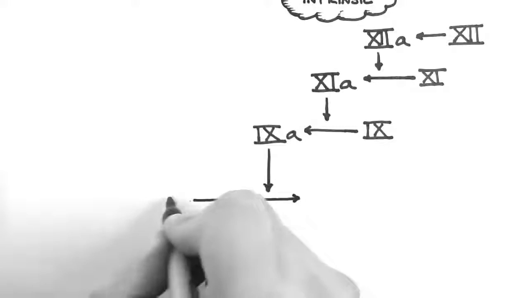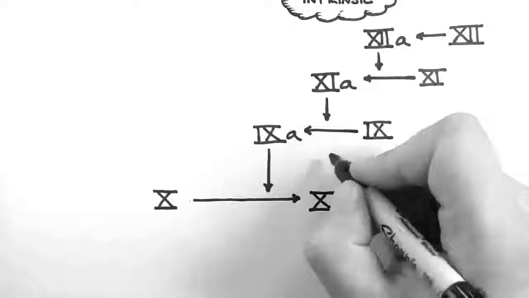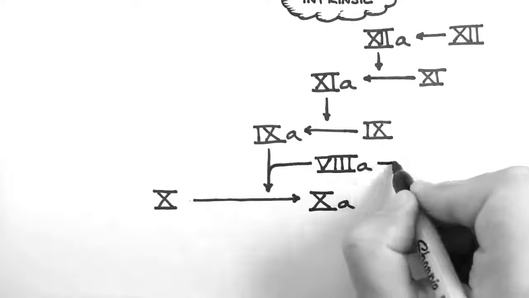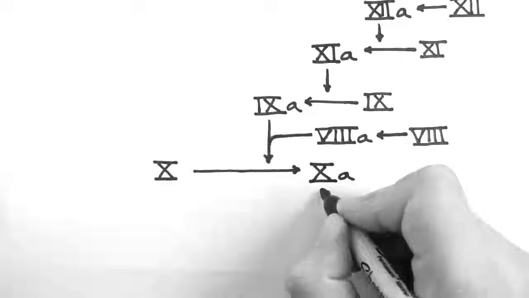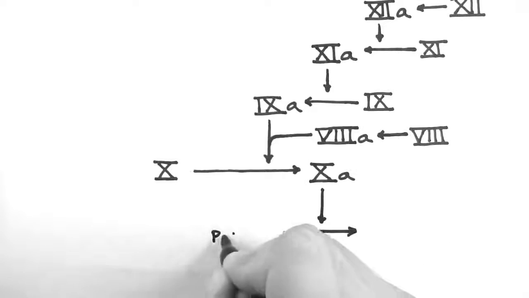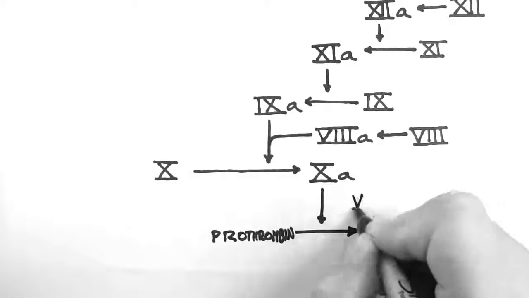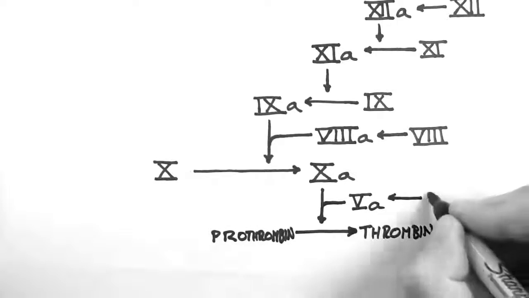Factor 9A then converts factor 10 into factor 10A, but it does this with the help of factor 8A, which has been created from factor 8. Factor 10A can then convert prothrombin to thrombin, and it does this with the help of factor 5A, which of course has been produced from factor 5.